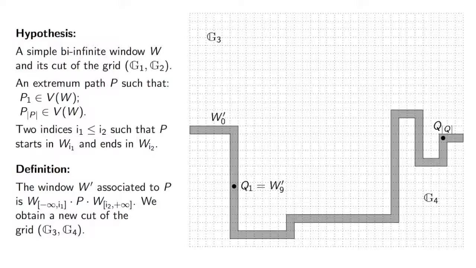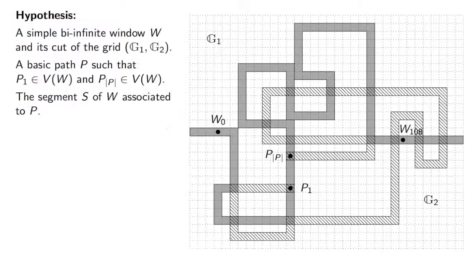The path W prime can be used as a window to define a new cut of the grid which is G3 and G4. In the general case, there are no dependencies between the first cut of the grid and this new cut of the grid.